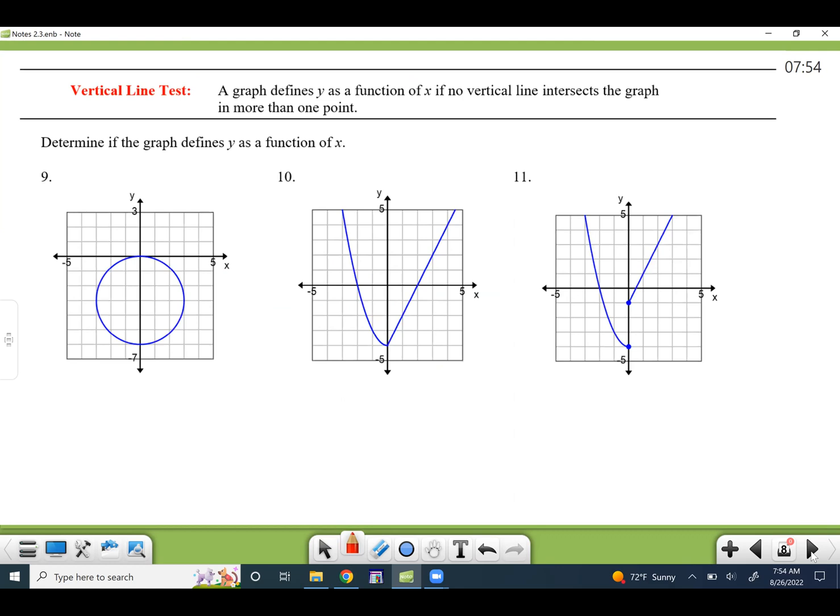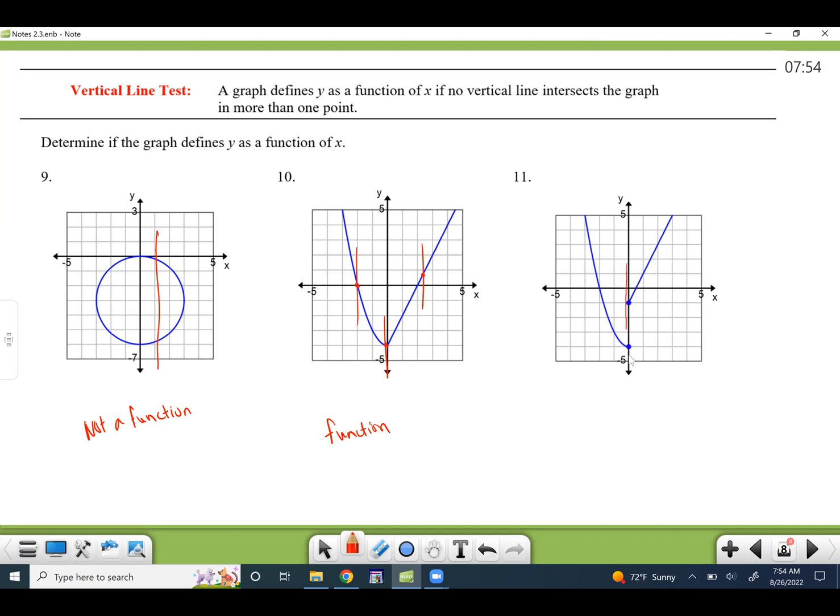Okay, so let's go through and do these super fast. These are my fave. Bam, that's no, right? It hit twice. Not a function. Okay. This guy looks good to me. I don't see anywhere where I'm going to be touching twice. So this one is a function. This one does have an issue.